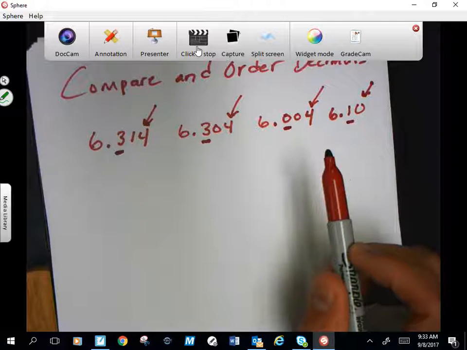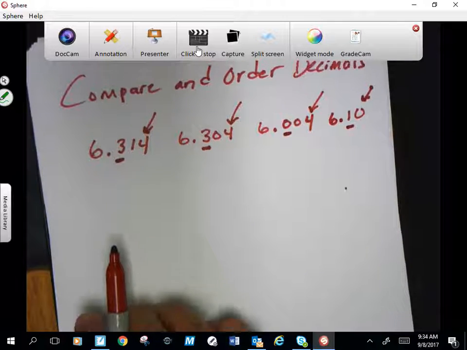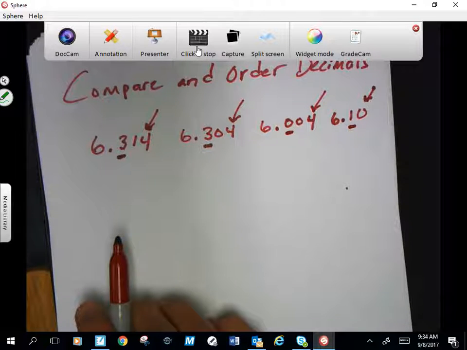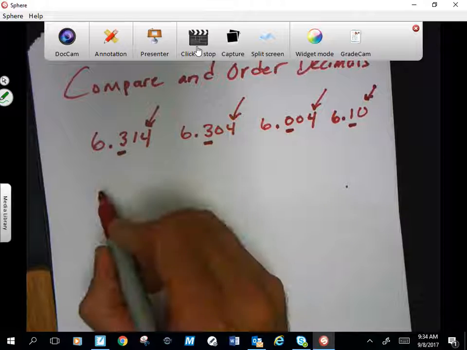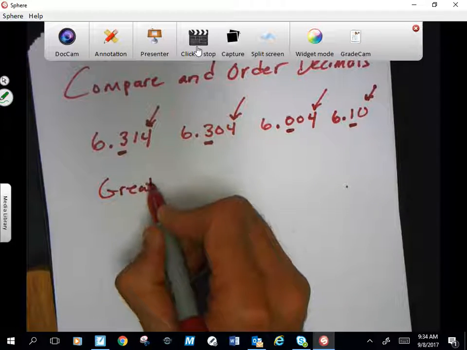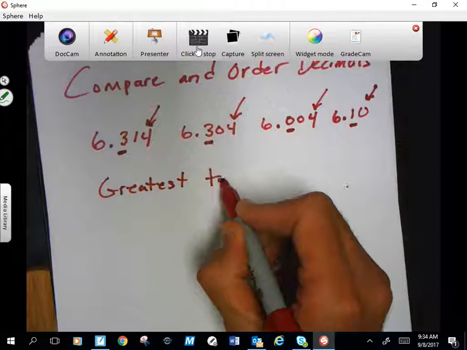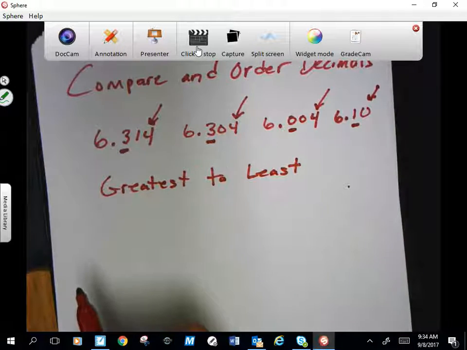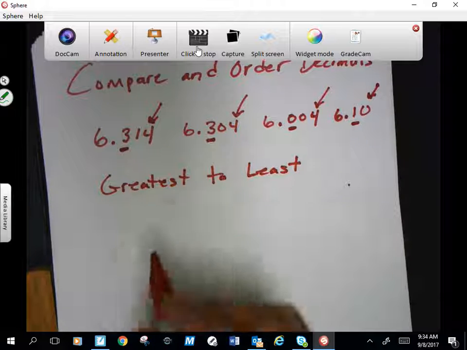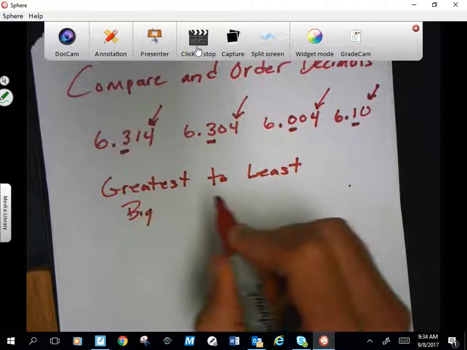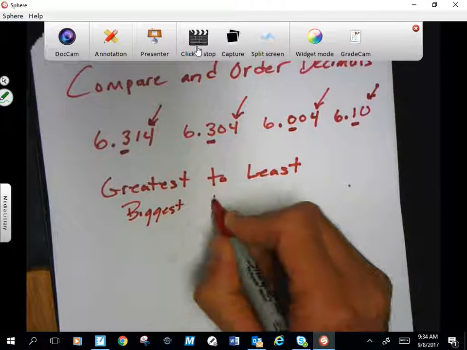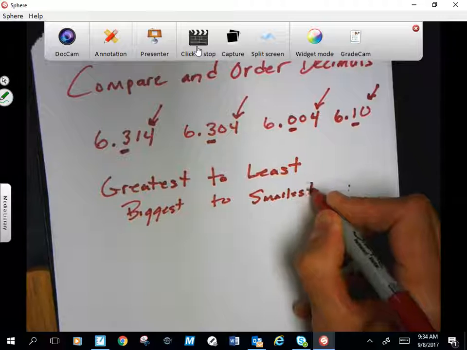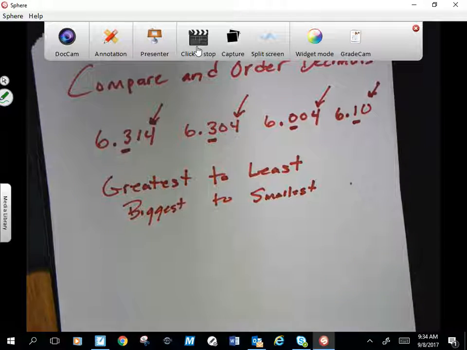So, if you had a question that asked you to compare and order these numbers from greatest to least, greatest means what? Biggest. Okay, biggest to smallest, right? The biggest number to the smallest number.